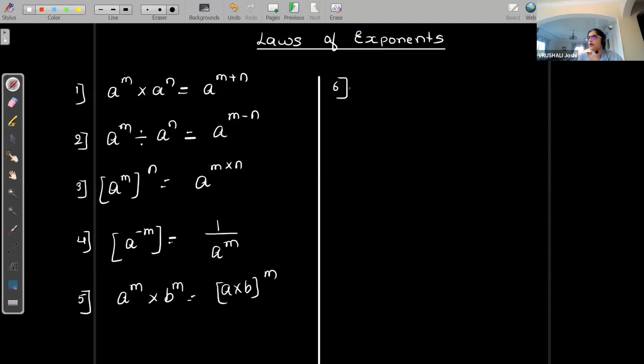Sixth, if we have a to the power m divided by b to the power m, this can be written as a by b, the whole to the power m. Then a to the power 0 is equal to 1. Anything raised to 0 is equal to 1. Correct?